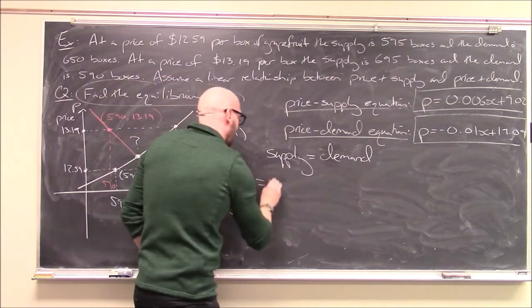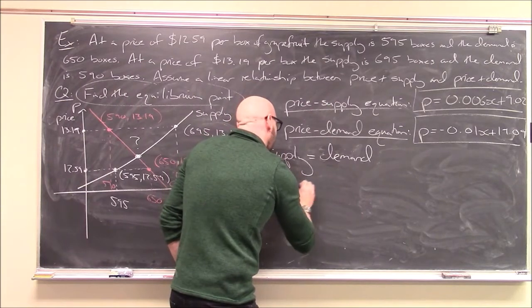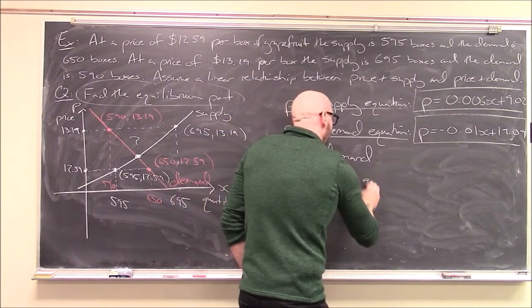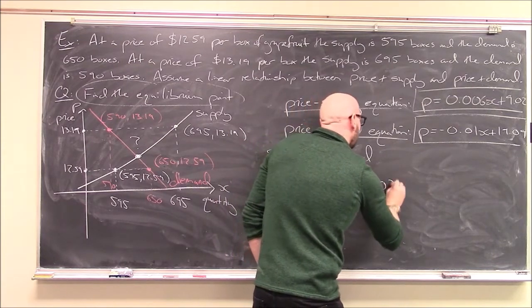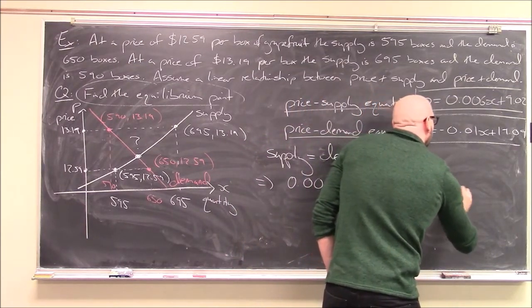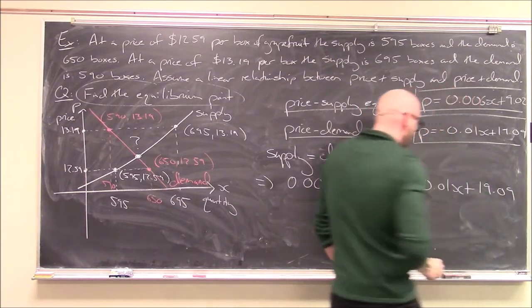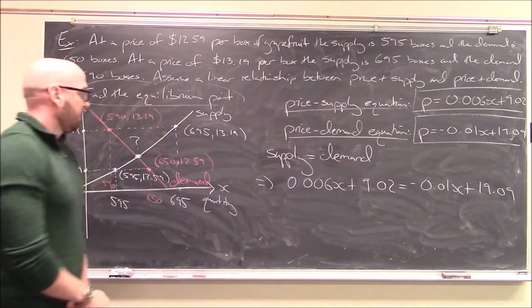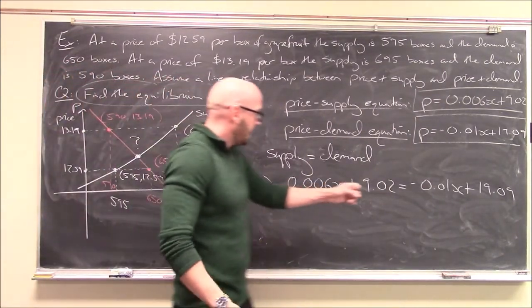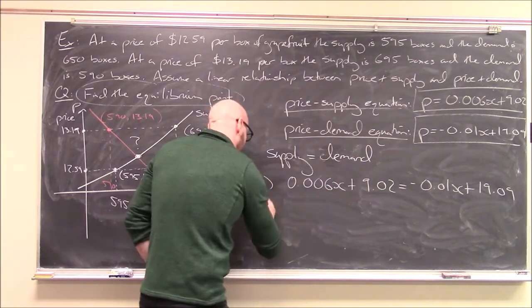Okay, so we'll go ahead and do that. Set supply equal to demand. We've got 0.006x plus 9.02 equals minus 0.01x plus 19.09. And now we're solving a linear equation. What do I want to do? I want to isolate my x's or group them all together. Let's move them all to this side.